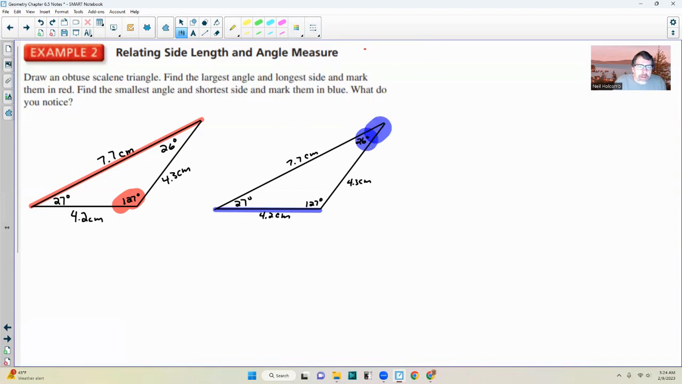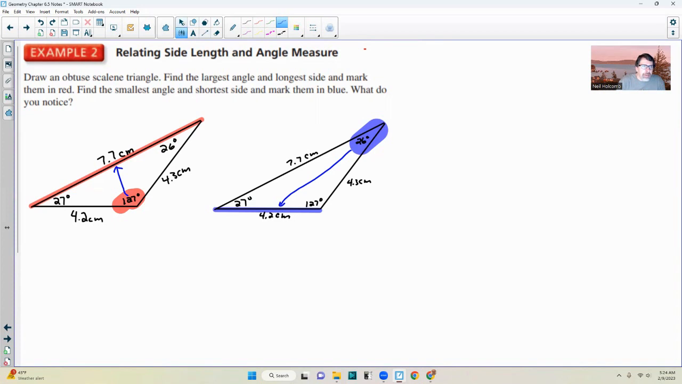is my largest or smallest angle. And it says, what do you notice? Okay, well, if you look at this, 127 degrees was the largest angle, and the side opposite is the longest side. The smallest angle is here, and if we go over to the opposite side, that side is the shortest side. So the angle measure determines the side length.